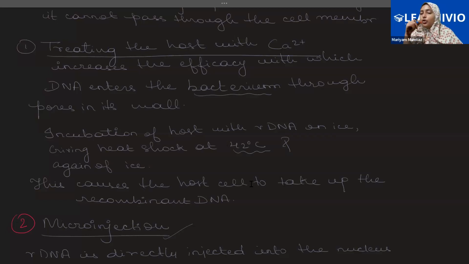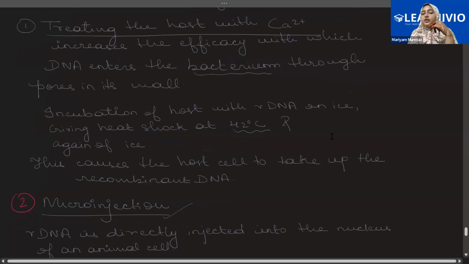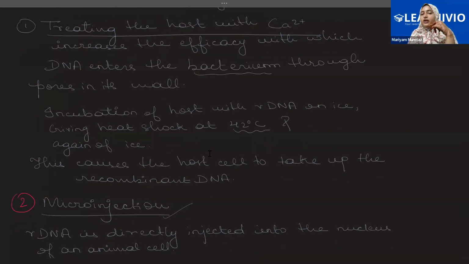Pore means tiny holes in the walls of the bacteria. Now, incubation of the host with recombinant DNA on ice, giving heat shock at 42 degrees Celsius, and then again putting it back on the ice.